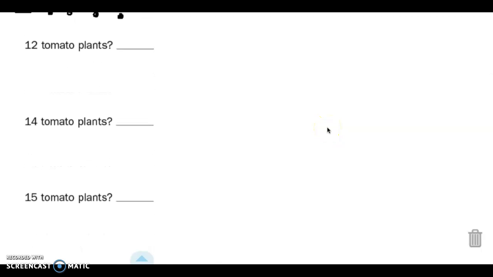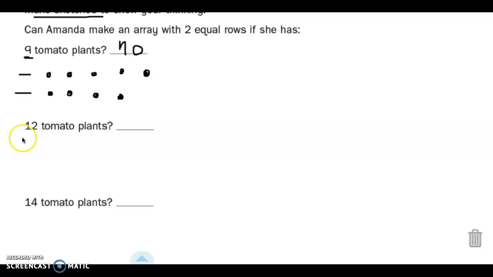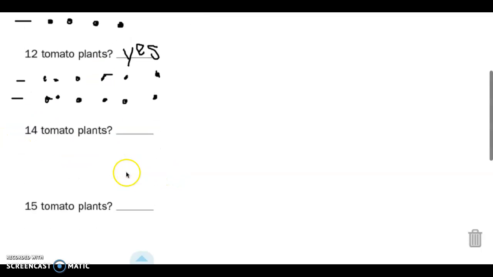Okay, if you are back, you have tried these all on your own, independently. Okay, let's look. 12 tomato plants, yes or no? It would be a yes, because remember, making 2 rows is like splitting it in half. What would be half of 12? 6, right? 1, 2, 3, 4, 5, 6, and then I would just need 6 on the bottom because 6 plus 6 equals 12, and 12 is what kind of number? This is like a fact pair. 6 plus 6 equals 12. Yes, I could split that evenly.